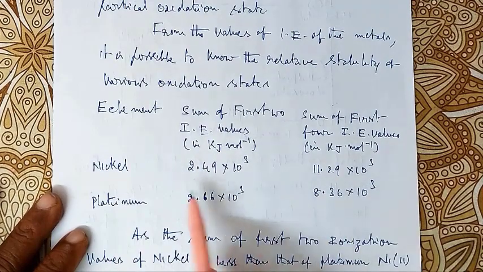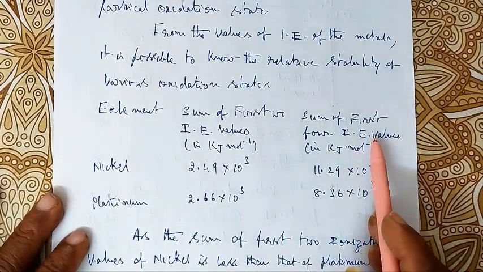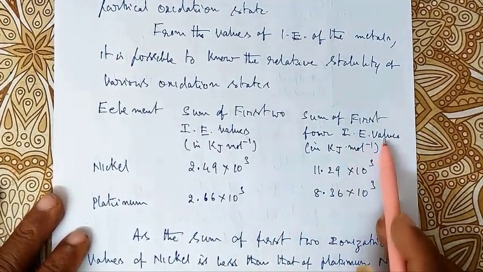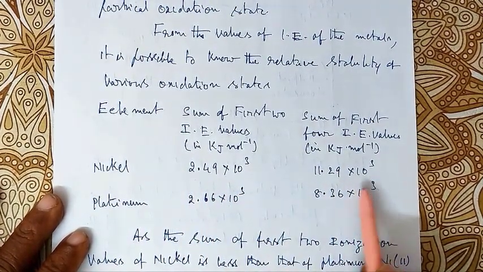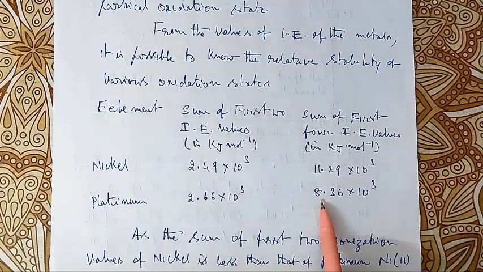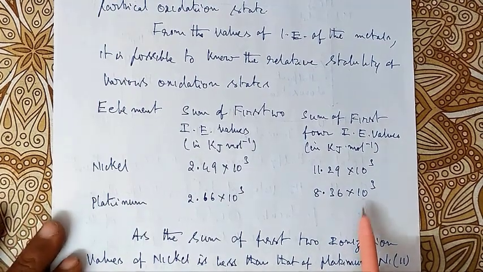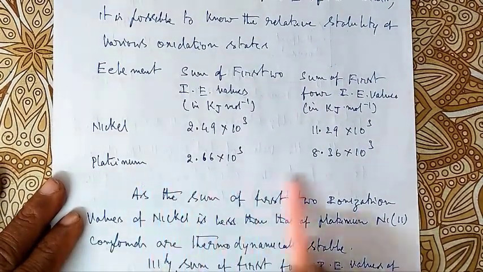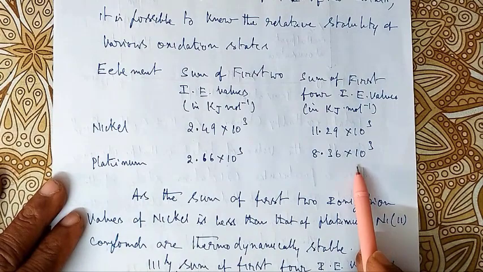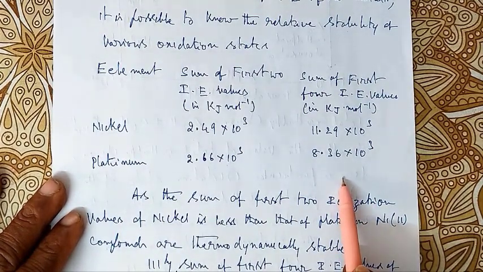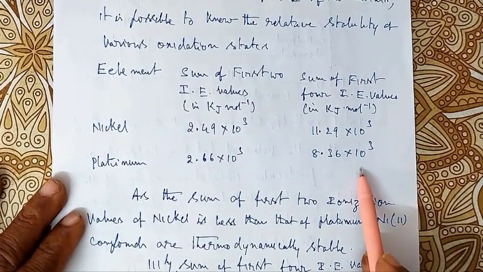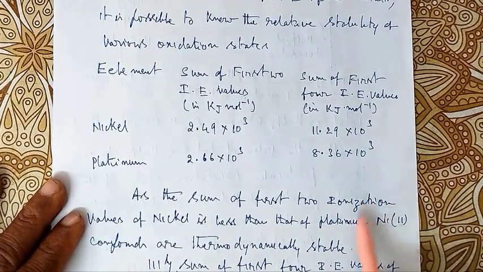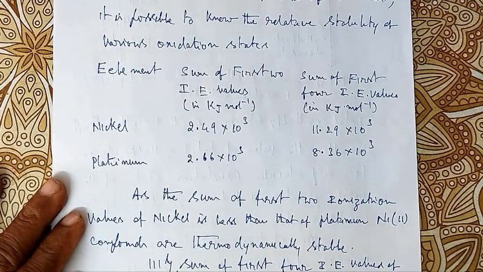In the same manner, for nickel 4+, the sum of the first 4 ionization enthalpy values for nickel is 11.29 into 10 to the power 3, whereas for platinum, the sum of the first 4 ionization enthalpy values is 8.36 into 10 to the power 3. Therefore, as the sum of the first 4 ionization enthalpies of platinum is less when compared to nickel, Pt4+ ions are stable when compared to Ni4+.